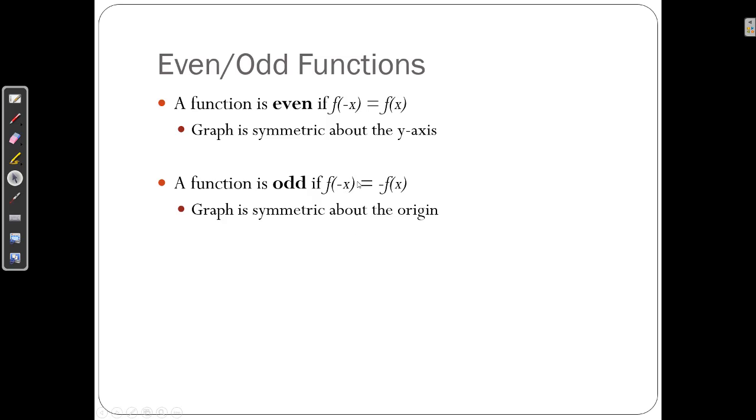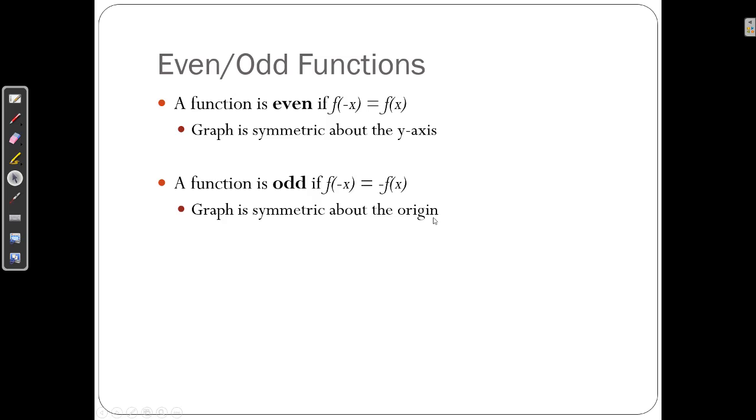And remember when we did that test back in Chapter 2, we would replace both x with negative x and y with negative y. So that's basically what's happening here. We're saying they're equal. If I replace y with negative y, it's the same effect as if I replace x with negative x.